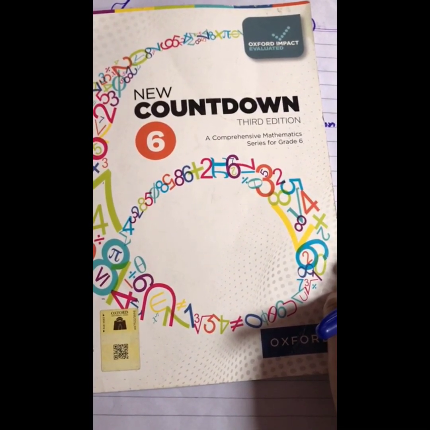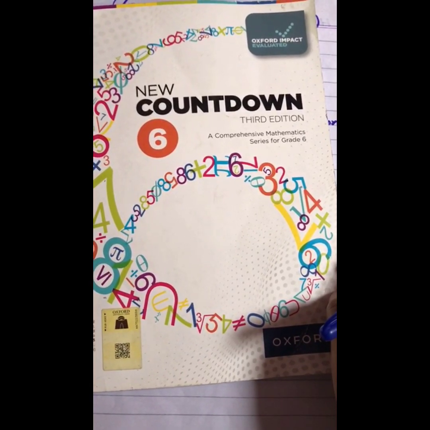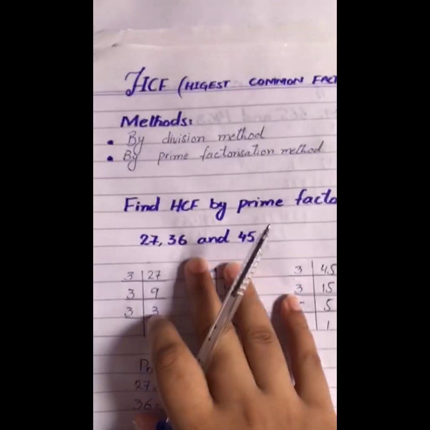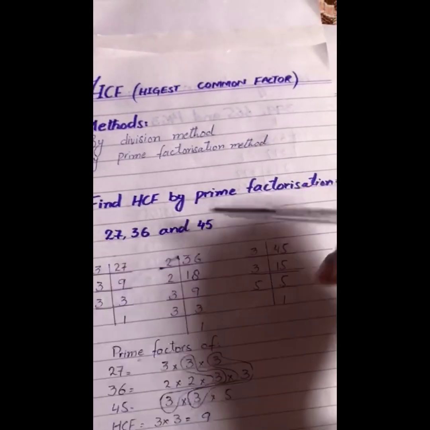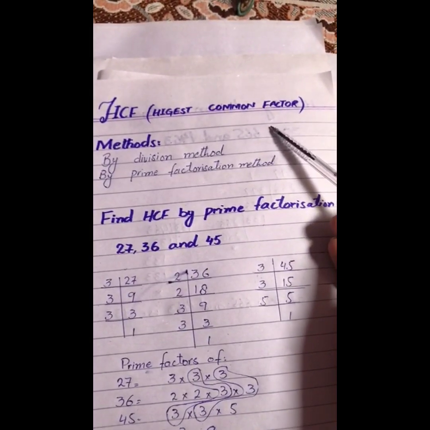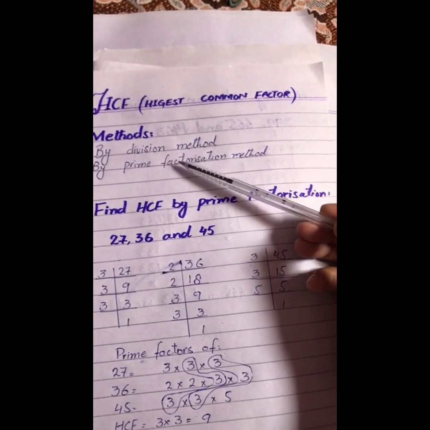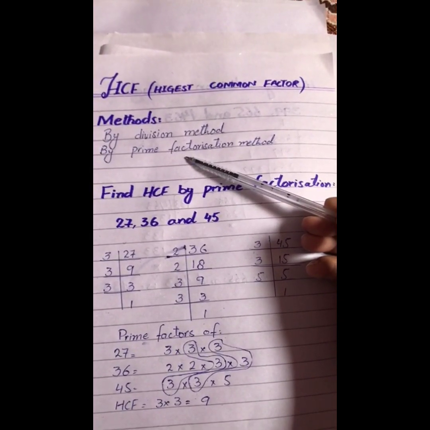So today I'm going to explain the topic for class 6, which is HCF. Here are two methods for solving the sum: the division method and the prime factorization method. First of all, we will solve this question by the prime factorization method.